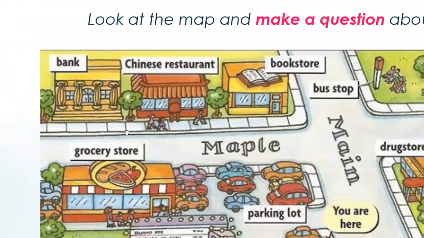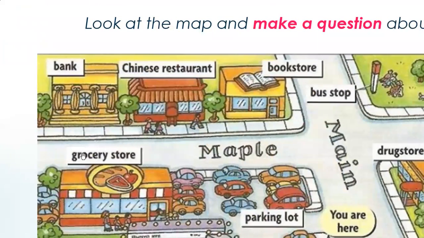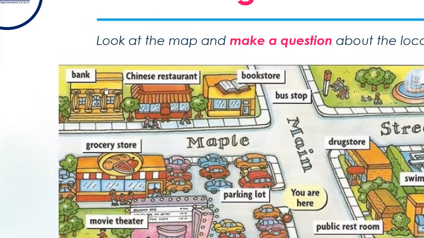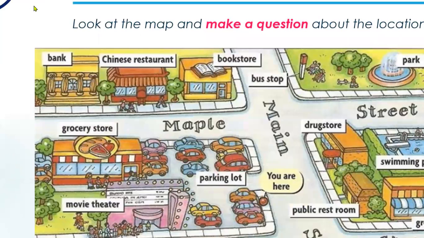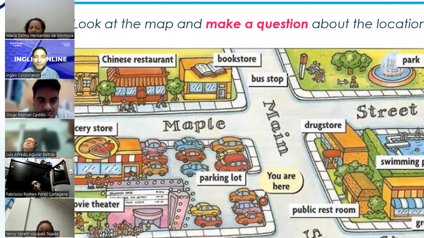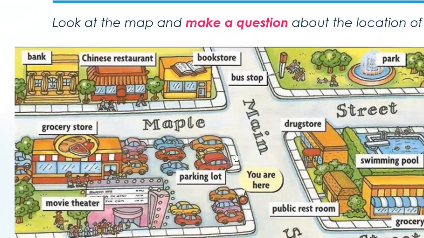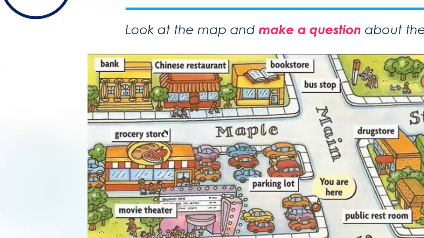The bank. Okay, Oscar, where is the bank? The bank is next to the Chinese restaurant. Correct. Next to. Okay, good. All right. It will be across the grocery store. Okay. If you want to use across, si quiero usar across, that depends on the place. Depende del lugar. Okay. The bank is across the grocery store. You are right. We have another option. Option number two. What is the option?